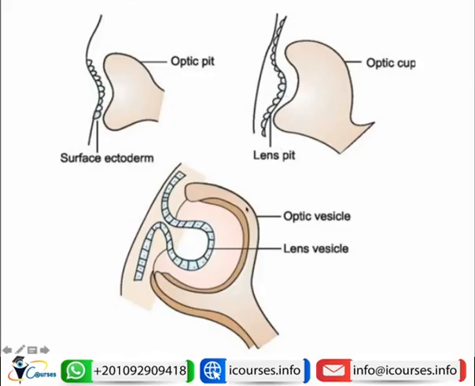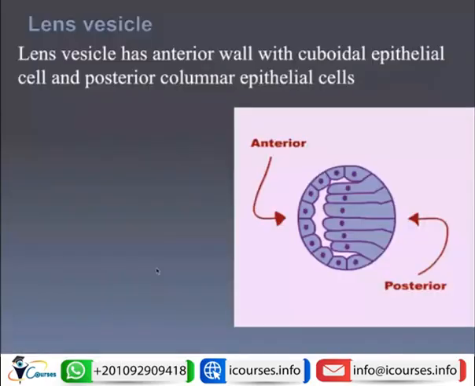and lens placode that will initiate a series of changes within the optic cup, leading to formation of invagination of the optic cup and invagination of the lens vesicle inside, and then separation from the surface ectoderm to form the primary lens vesicle.